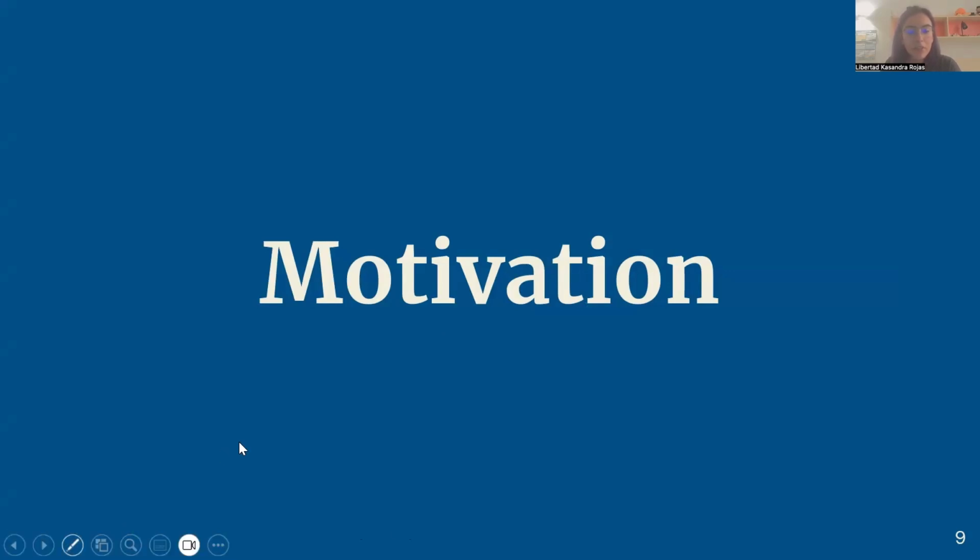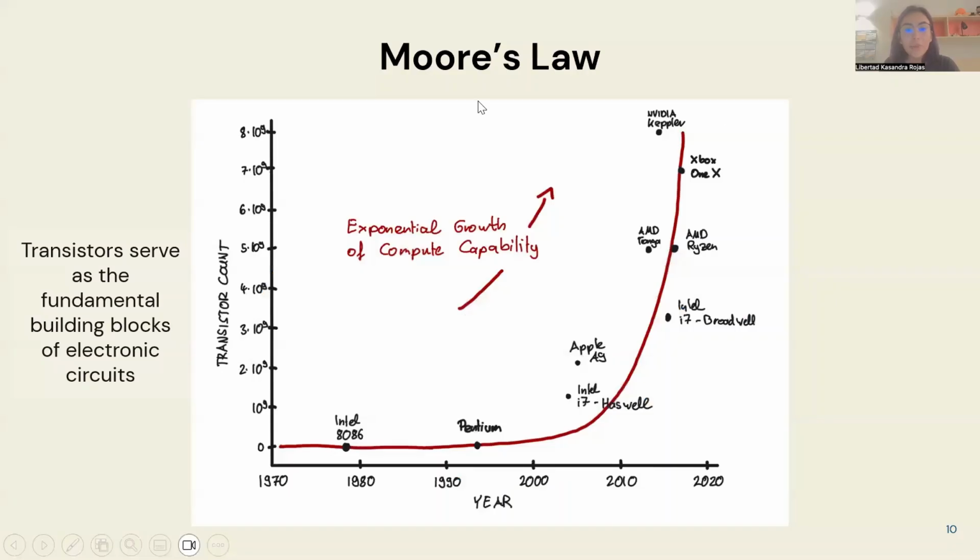Now, as I just mentioned, we're going to start by going over a bit of the motivation. So for that, I'll share with you something that's called Moore's Law. All this law tells us is that throughout the years, as time passes, there's going to be an exponential growth in the numbers of transistors that we need. And transistors, for those of you not familiar with, serve as the fundamental building blocks for electronic circuits.